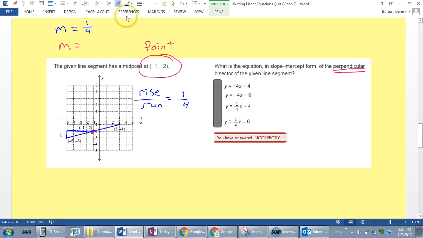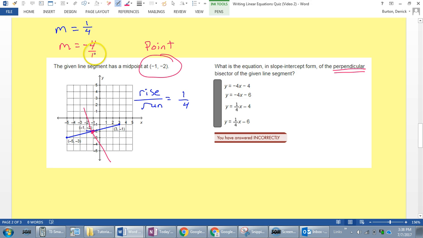We want a perpendicular line, so we have to be real careful because we're not going to use 1/4 this time like we did when it was parallel. Do you remember what I told you at the very beginning? What will be the slope of the pink line, the perpendicular line? It would be negative 4 over 1.